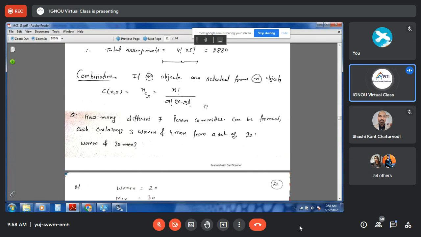Let's say we discuss an example, a simple one. Again I repeat it. See, there is a class of 20 students. Everyone is wearing a differently colored dress. Some are wearing black, some a white shirt, some a blue shirt, some a red shirt. In this way.